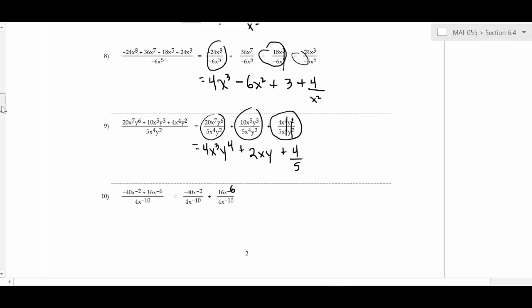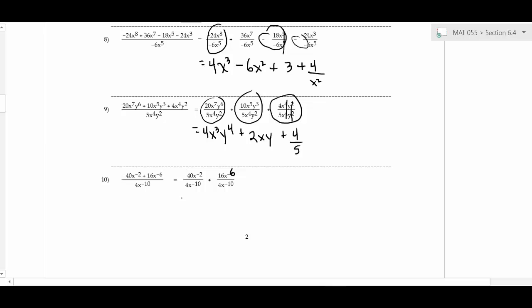Now the next one is the one that I recommend you do this way. I think you'll do better if you do it this way. If you have a negative exponent, just take it to the bottom. Take that to the bottom. You have a negative exponent in the bottom, what do you do with it? Bring it to the top. That's really what that problem means.